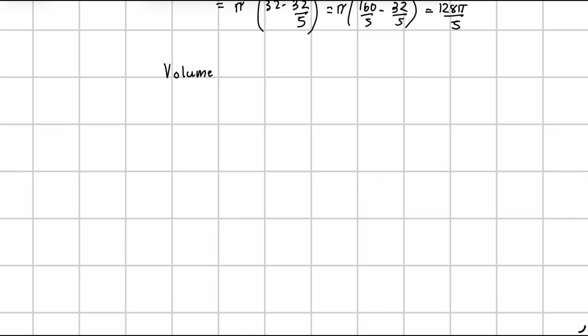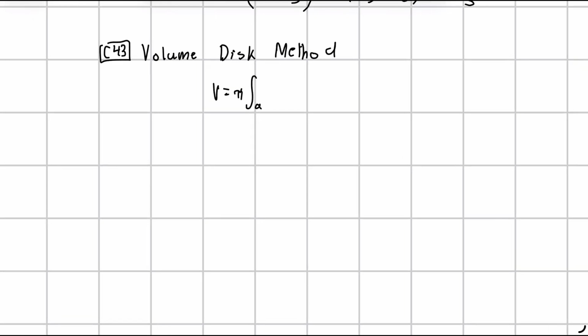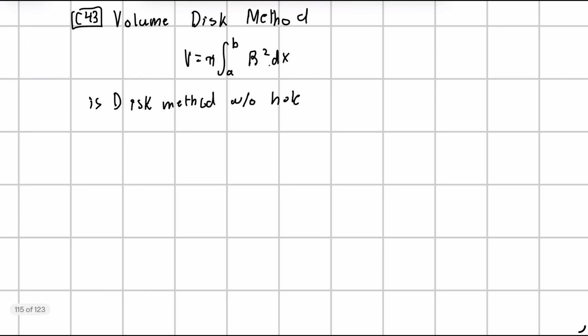So we can also do the volume using the disk method. Volume with the disk method is going to look like this. We have V is equal to pi, from the lower bound being a and the upper bound being b, big R squared dx. So basically, it's the disk method without a hole. There's no hole in this case. We don't have to subtract anything on the inside. So first we have to identify what the radius is, then we square it, and then we multiply by pi, and then we integrate.